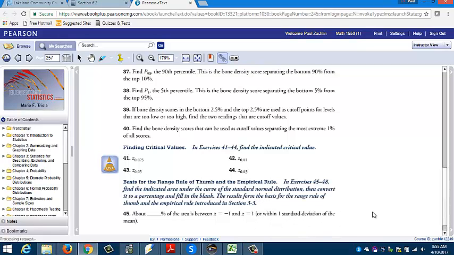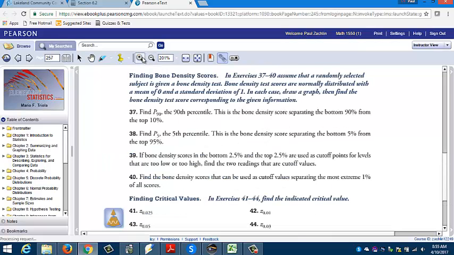So we're going to try problem 38. You guys see what it says? I'll zoom in a little bit. It says find P5, the 5th percentile. This is the bone density score separating the bottom 5% from the top 95%.